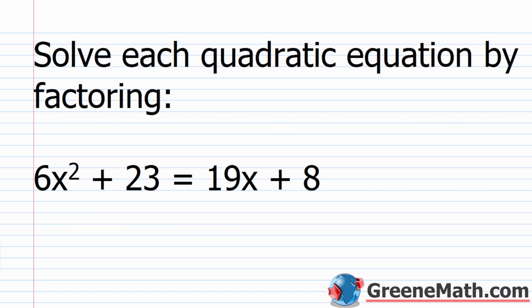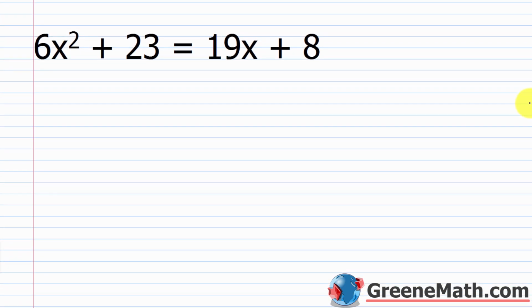All right, so we're going to solve each quadratic equation by factoring. And we're going to take a look at 6x squared plus 23 is equal to 19x plus 8. So the very first thing we want to do is put this in the format of ax squared plus bx plus c is equal to 0. Right, this is the standard form.